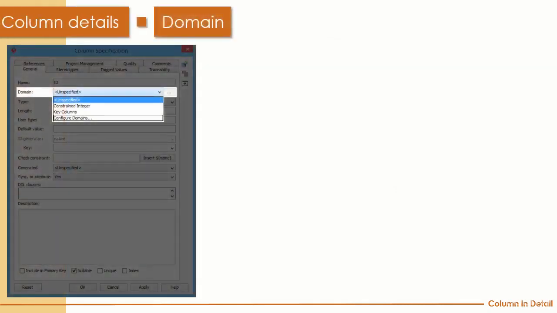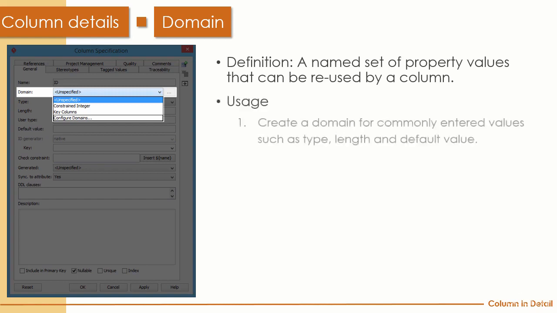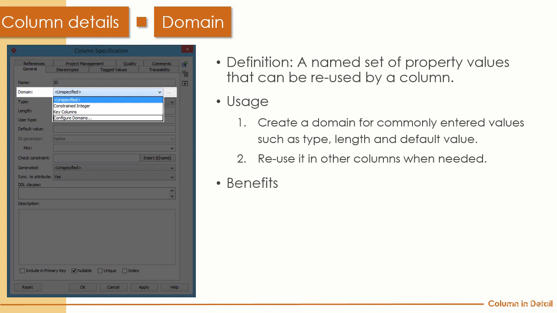The first one is the domain. This domain is the same as the domain we introduced in the table. It also contains a set of reusable values that you can reuse when you design your database. The usage is you create the domain, and then you set the type, length, and default value, etc. Then you can reuse it in another column when you need it. The benefit of using the domain is you can save time in creating similar columns.